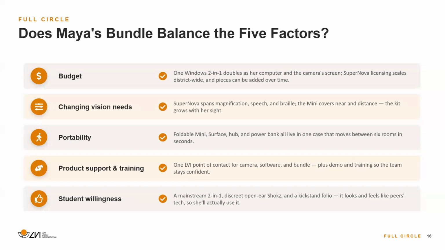And then the final thing, student willingness. So I think for Maya, I'm going to vote yes. I don't know her personally because she is our example, but I think the low profile of the MagnaLink Mini having a device on her desk that looks like everyone else's. That is what our students are looking for. They don't want to be different. At the same time, they want to balance that with they want to be able to have the tools they need to learn well. So I think we can tick that box as well. Next slide.